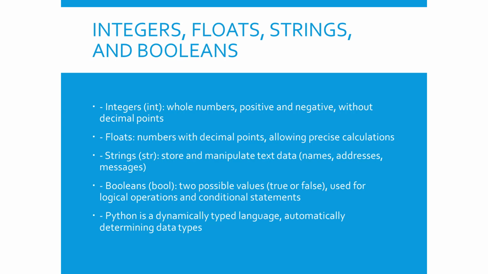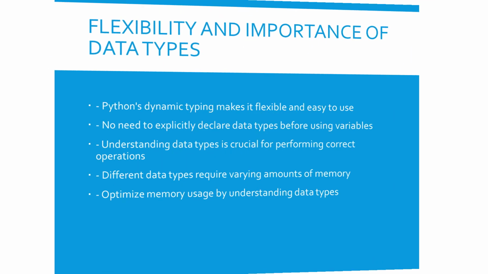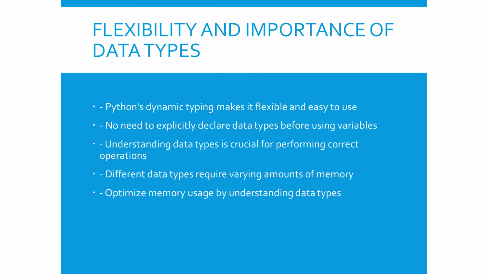Now, Python is a dynamically typed language, which means it automatically determines the data type of a variable based on the value assigned to it. This makes Python very flexible and easy to use, as you don't need to explicitly declare the data type of a variable before using it.